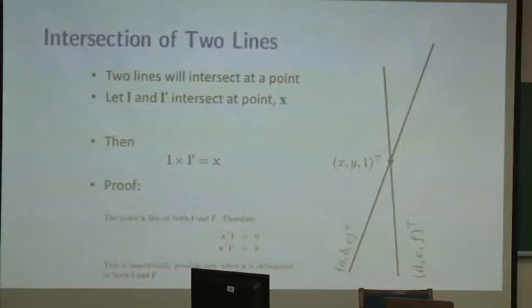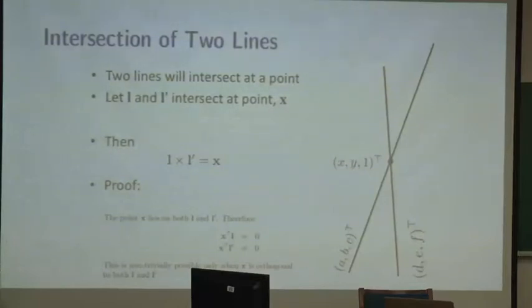Okay, so two lines, and what is the input? Two lines, L and L prime, (A, B, C) and (D, E, F), general two lines. I'm saying, first I make the claim, then I prove it. My claim is that to compute the intersection point X is just the cross product of L and L prime.